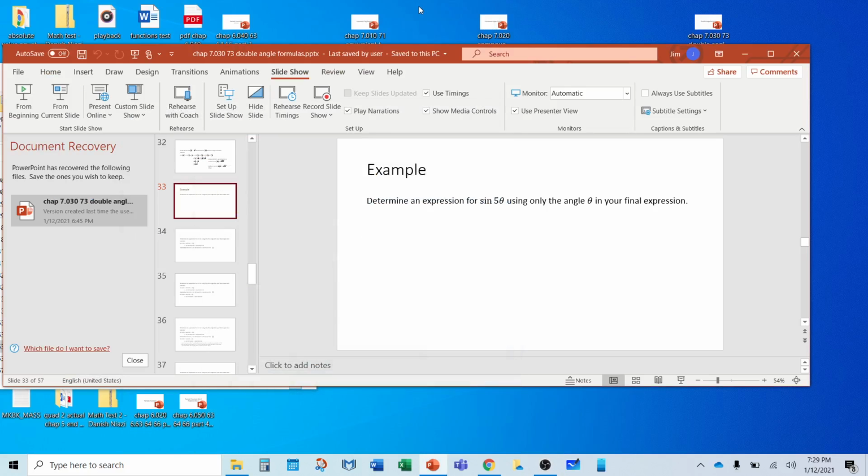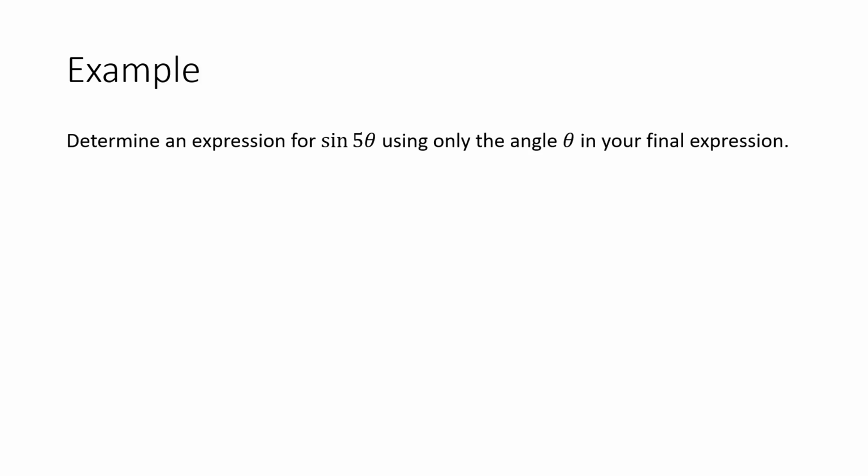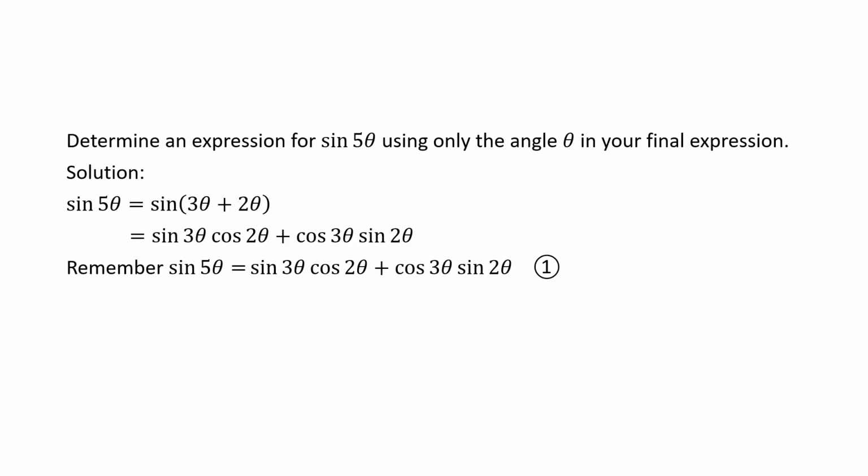In this question, we're going to determine an expression for the sine of 5 theta using only the angle theta in the final expression. In other words, when you see sine of 5 theta written like that, the angle is 5 theta. Well, we only want the angle theta to be there. So this question is going to involve a lot of algebra, distributing and collecting like terms, and so it'll require us to be pretty organized.